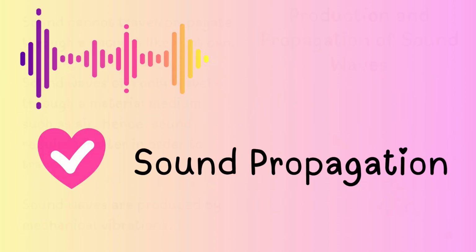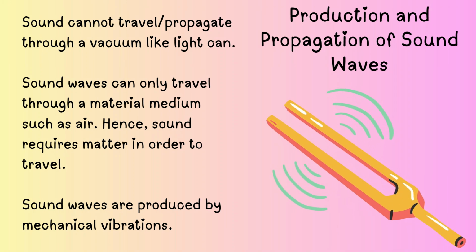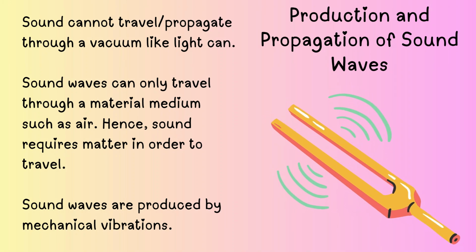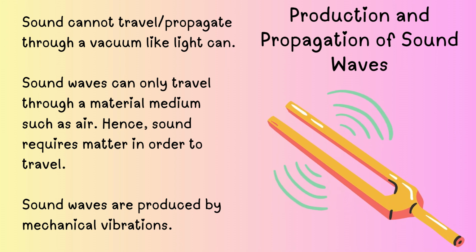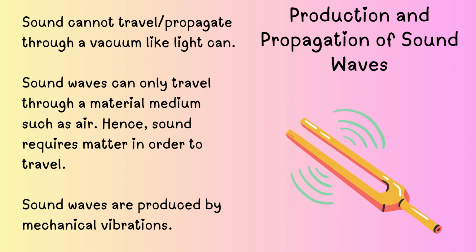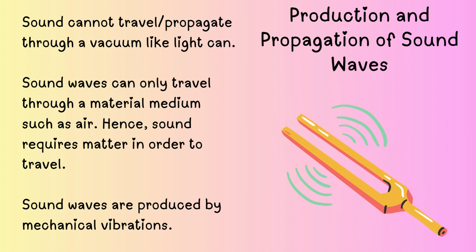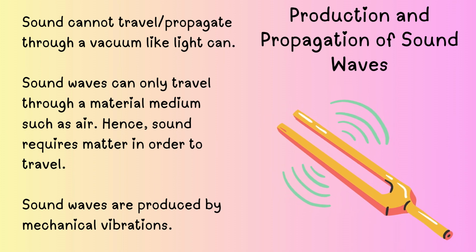Sound propagation. Sound cannot travel or propagate through a vacuum like light can. Sound waves can only travel through a material medium such as air. Hence, sound requires matter in order to travel. Sound waves are produced by mechanical vibrations.